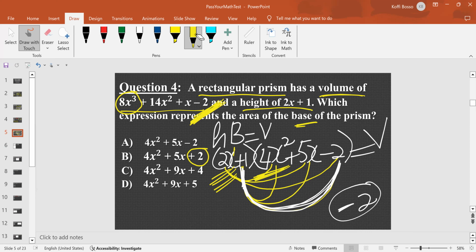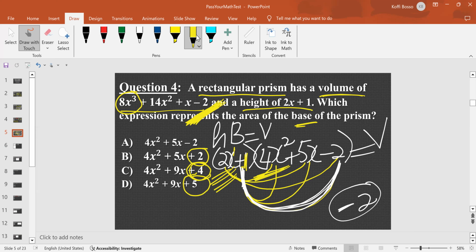Okay, if you try that one also for choice C, you take the 1 from the height, multiply by the last term of the base, which is here, positive 4, you're going to get positive 4, which is not correct because the volume is not positive 4 for the last term, the term without the x. If you try for D, same thing, you're going to get a number which is not negative 2. It's going to be positive 5.